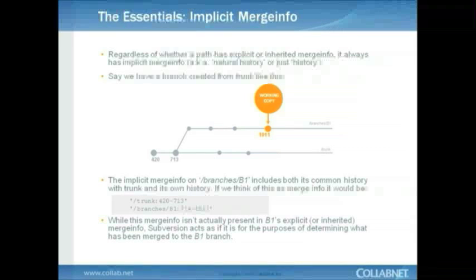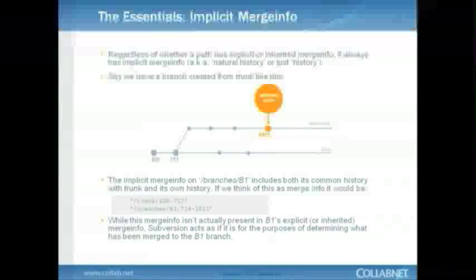Now, why this matters is because Subversion effectively adds a path's implicit merge info to any explicit or inherited merge info the path has. It then uses this total history when it makes decisions about what has been merged or is eligible to merge to that path. You can see implicit merge info in practice when you do a reverse merge of a change from a path's own history. Merge tracking doesn't allow you to reverse merge a change that has not been previously merged to the target or is not part of the target's history.